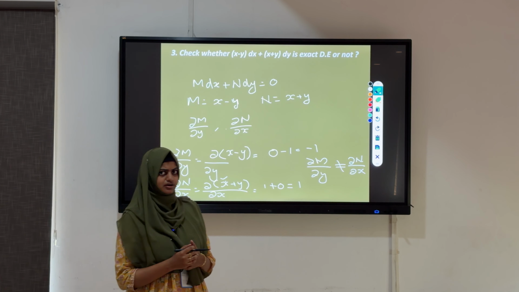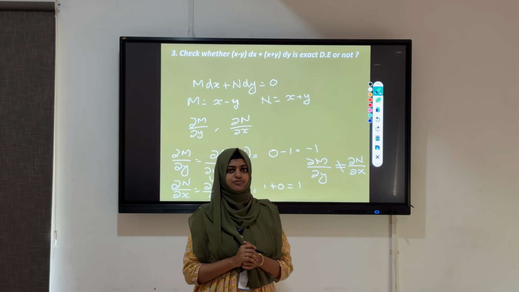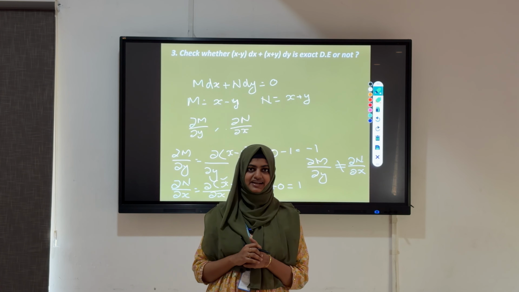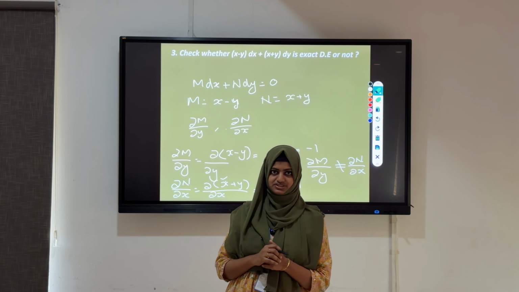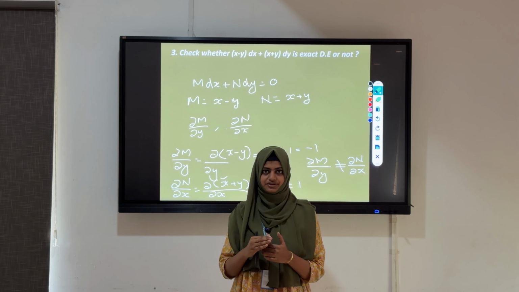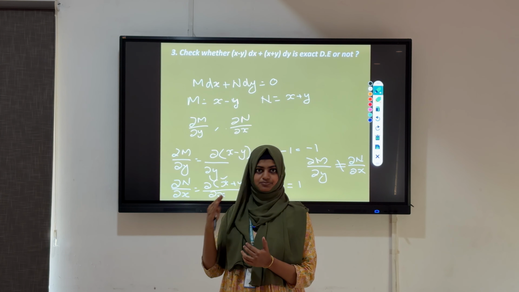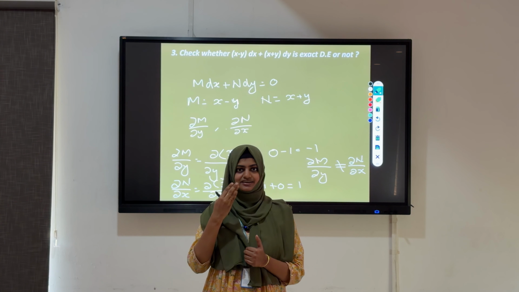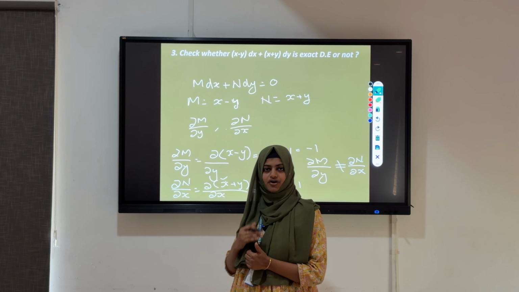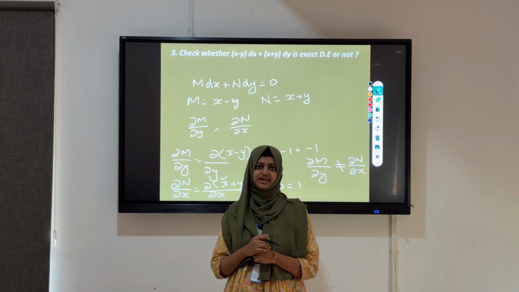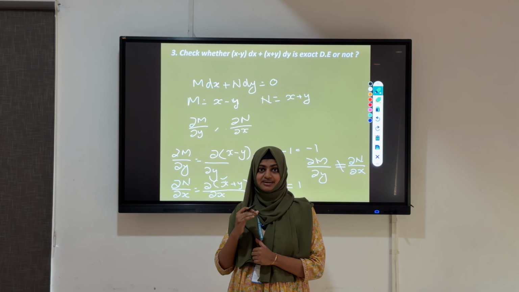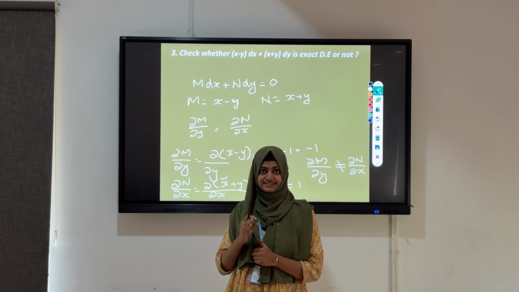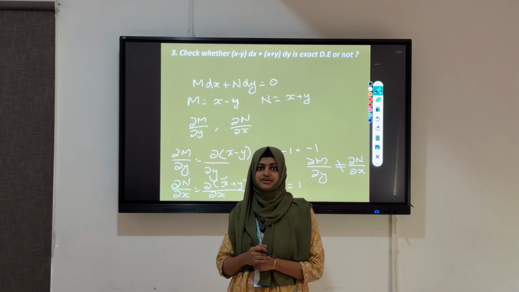Today we discussed exact differential equations. A differential equation of the form M dx plus N dy equal to 0 is said to be exact if dou M by dou y equals dou N by dou x. Here M is the coefficient of dx and N is the coefficient of dy.